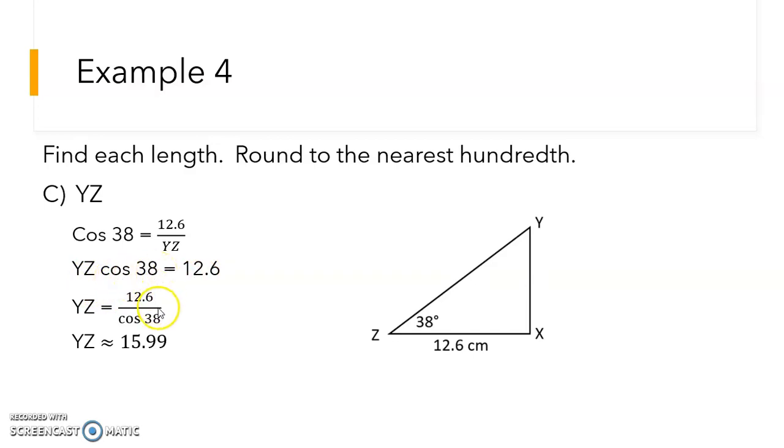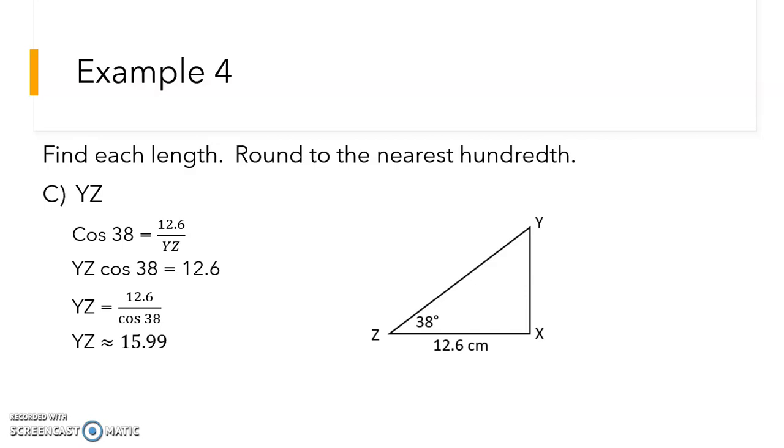So I get 12.6 divided by the cosine of 38. And then I type that directly into my calculator, just as it's written, and I found out that YZ is about 15.99. So that's it for that example.